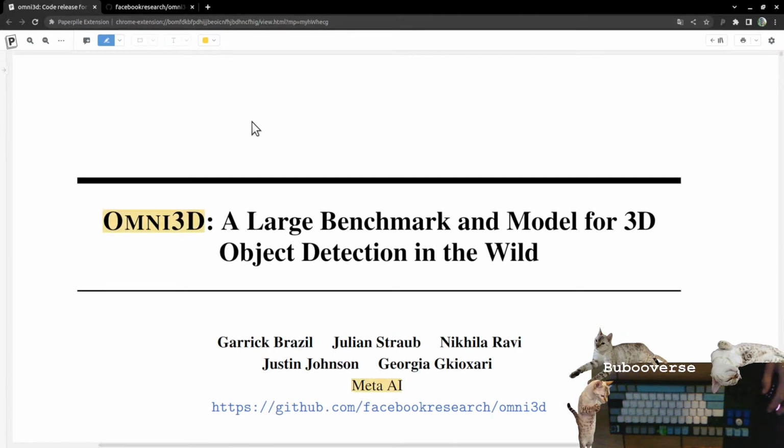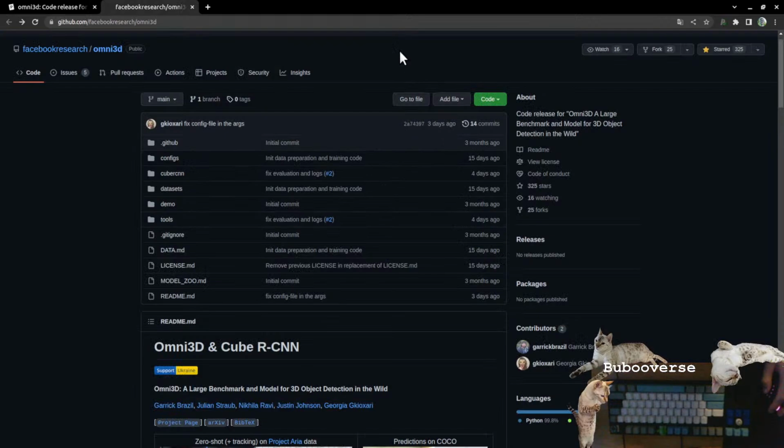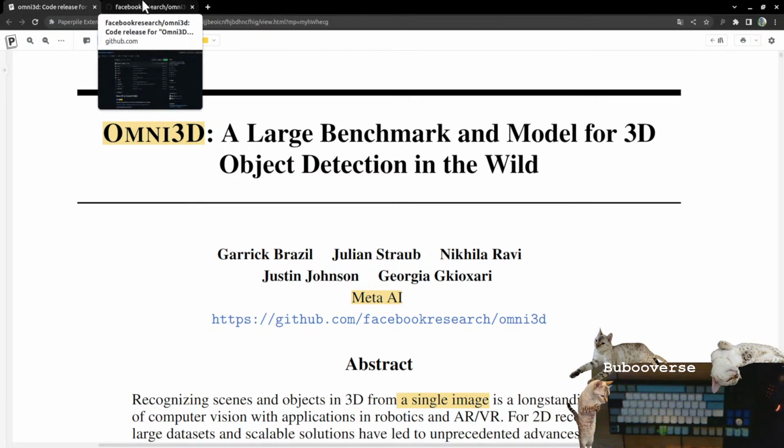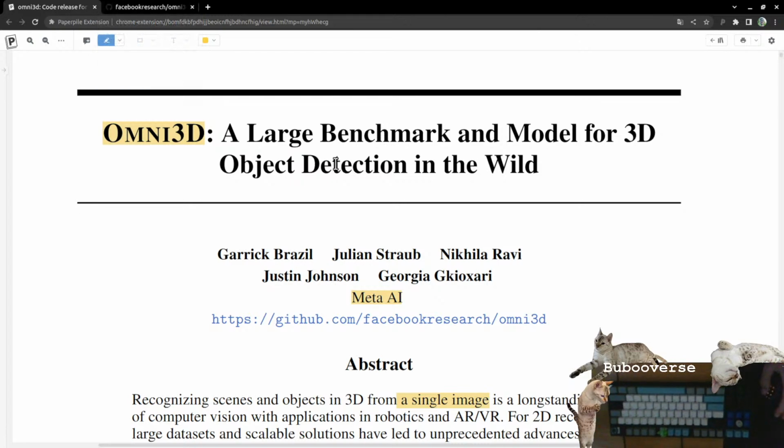Cool. So that's going to be it for today. We went through Omni3D, benchmark for 3D object detection. Thanks for listening.